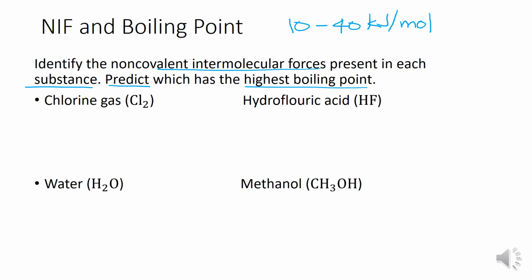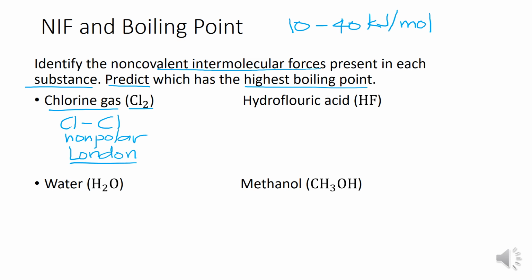So let's consider chlorine gas, that's Cl2. We have a chlorine atom bonded to another chlorine atom, so the two chlorine atoms are directly opposite each other. Therefore, the shape of the molecule is symmetrical, and so is the distribution of electrons around the atoms. Therefore, chlorine gas is a nonpolar molecule. And we know that the only noncovalent intermolecular force present in nonpolar molecules is the London force.